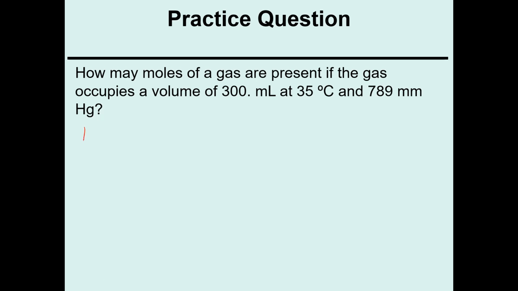So we'll start with pressure. Pressure is 789 millimeters of mercury, but we need this to be in atm. If you look back at the slide that has the conversions, 1 atm equals 760 millimeters of mercury.